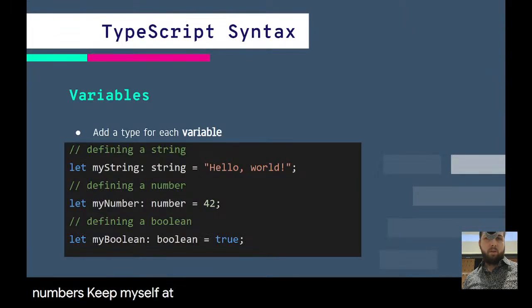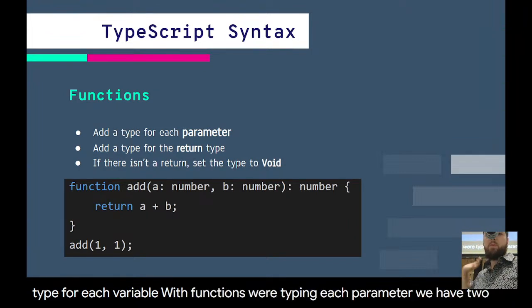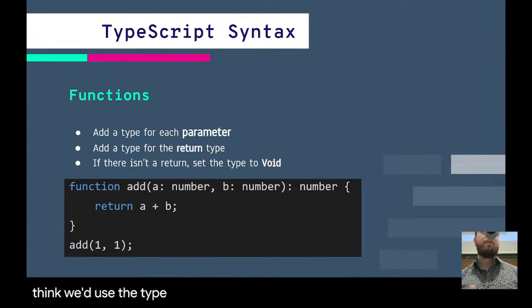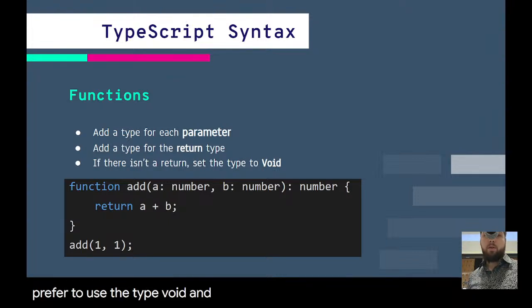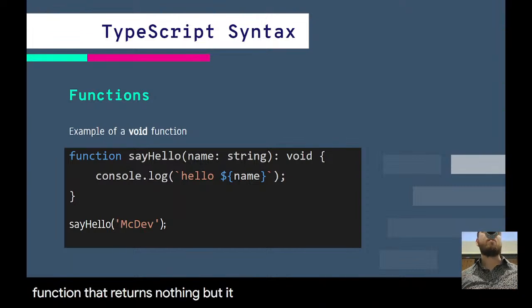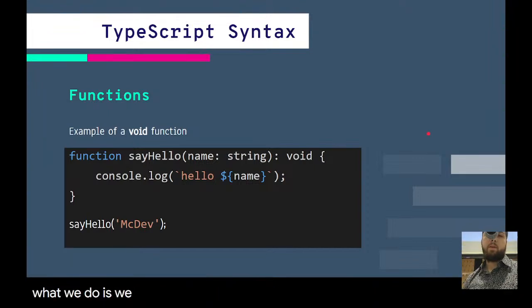I might repeat myself a tad bit here. We just saw this example about adding a type for each variable. With functions, we're typing each parameter. We have to type what the return is. And if we do not have a return, what type do we use? You might think we'd use the type undefined. That seems reasonable, but what I believe they prefer is to use the type void. I'll show you an example of this. This is a function that returns nothing, but it does stuff. It console logs some values. And so what we do is we type it right here with the type void.